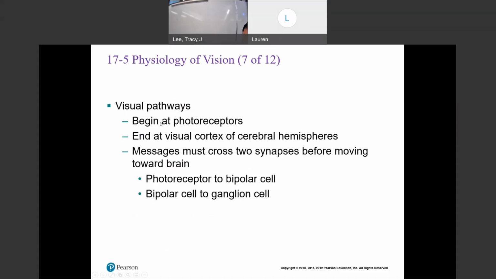All right, so basically visual pathways, it begins at the photoreceptors. That's going to be out at those rod area, and then it's going to end on the cerebral hemisphere. So we start in the photoreceptors in the eye, and we're going to end up in our cerebrum. What area of our cerebrum receives our visual information? It is occipital. And we also receive some of our visual information into our superior colliculi, but that's not part of our cerebrum, right? That's more in the midbrain area.